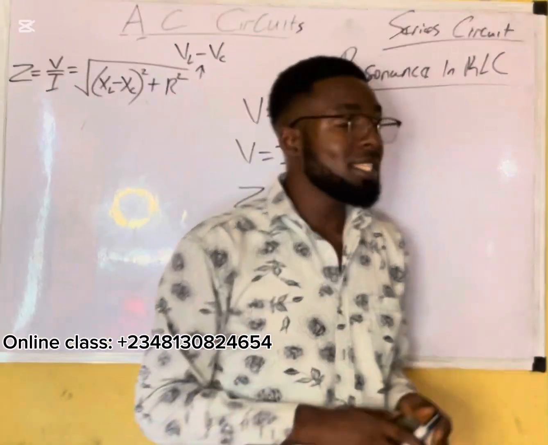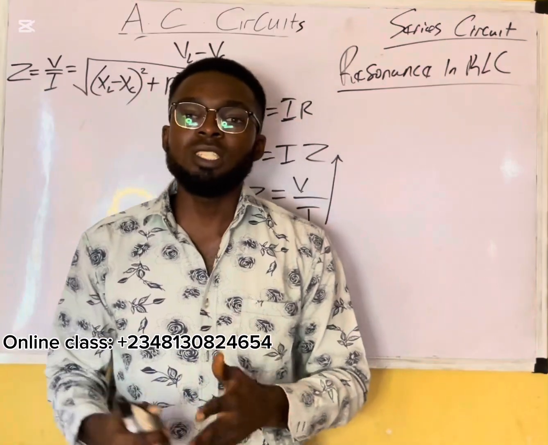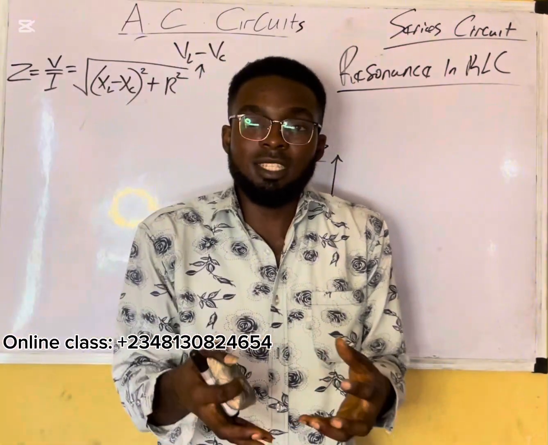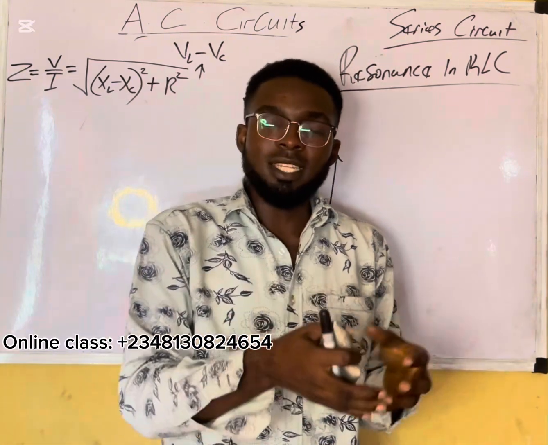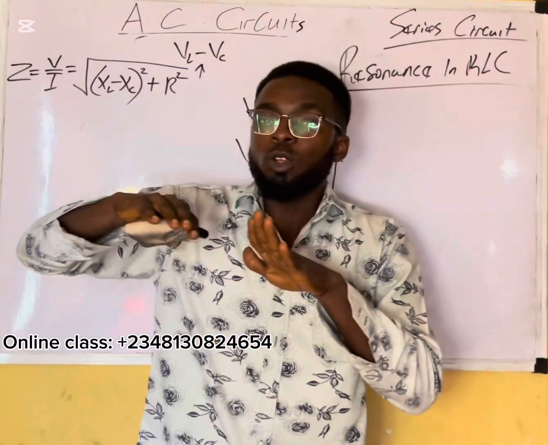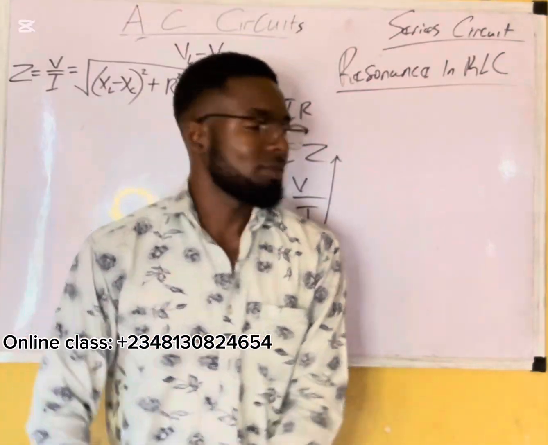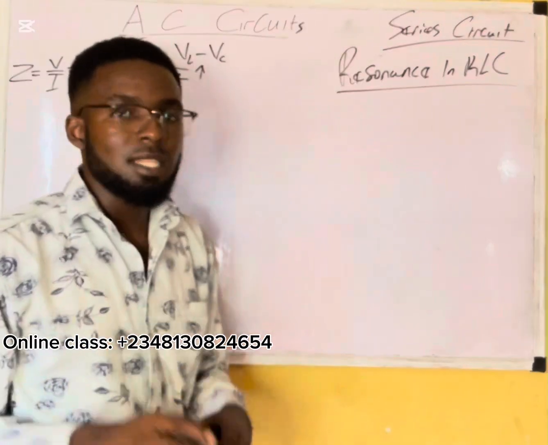For resonance to occur, it means that the maximum current can easily be obtained. And for that maximum current to be obtained, the impedance, which is the opposition to the flow of current, must be minimal. It must be minimal. So, I hope you are taking this down.